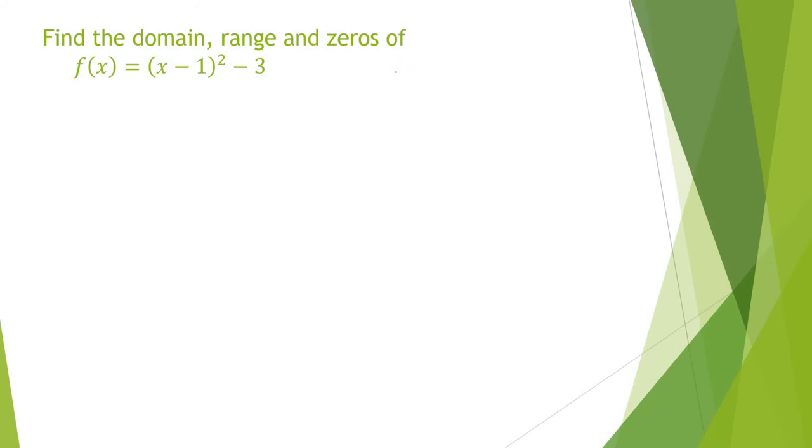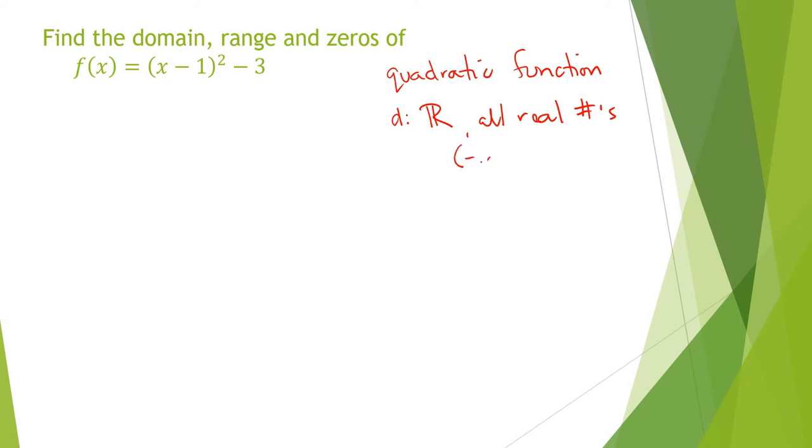Now, when looking at this, you should know that this is a quadratic function. It is written in vertex form. If you don't remember that, be sure to ask me when we're in class. But the domain of quadratic functions is always all real numbers. I don't know if you've seen that symbol before. All real numbers, or a domain of negative infinity to infinity. Okay, so that's the domain, and we know that just because we know this is a quadratic function.